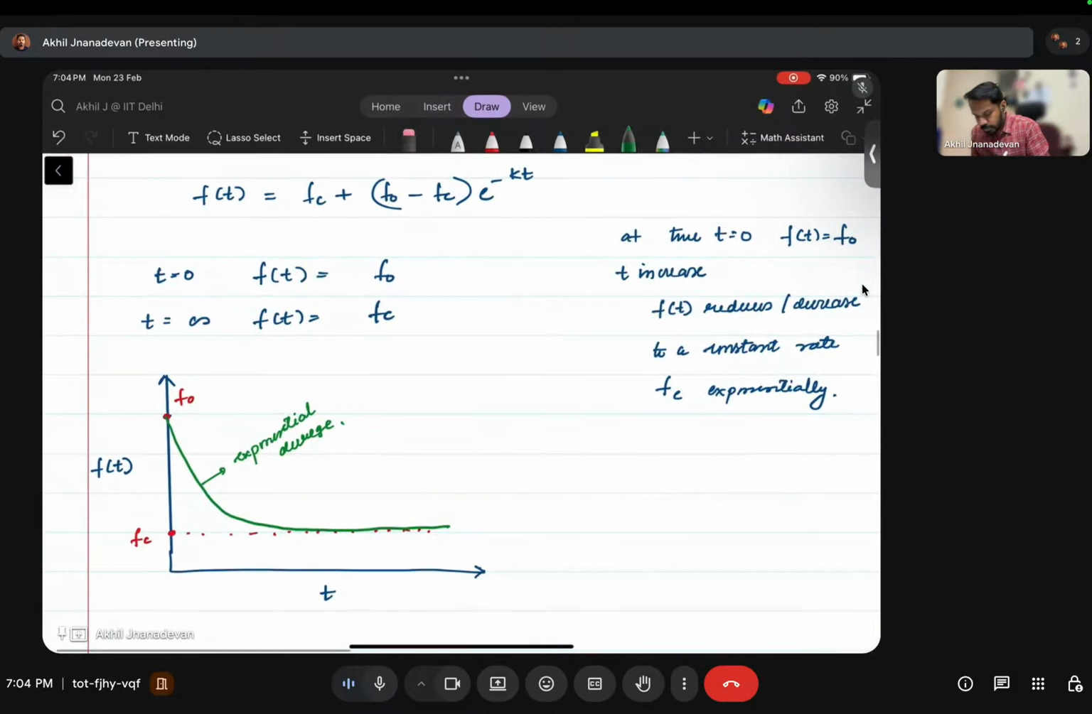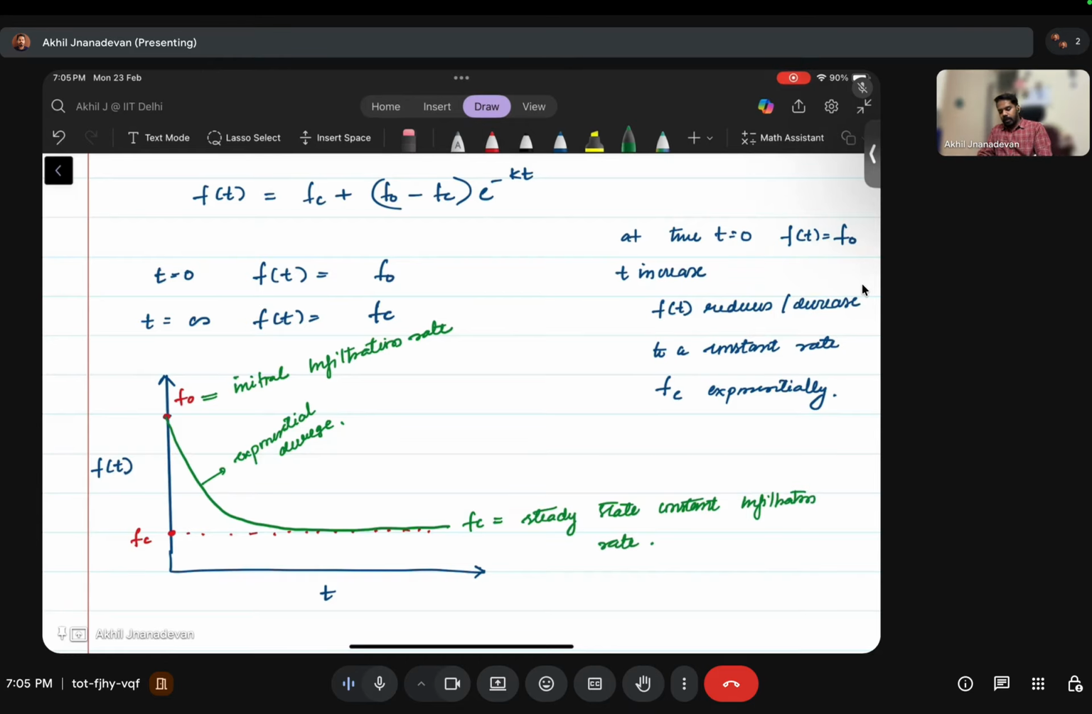This particular f naught is nothing but the initial infiltration rate, and this particular fc is called the steady state constant infiltration rate. It is called steady state because it is not changing with time and it is remaining constant, right?